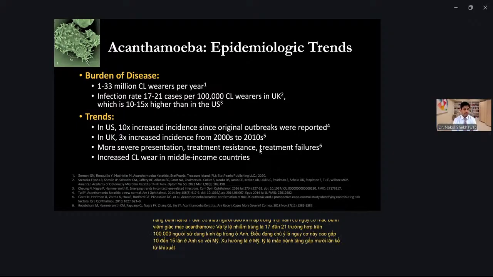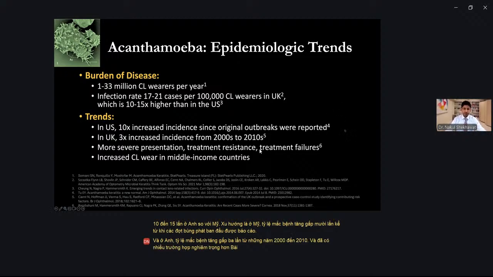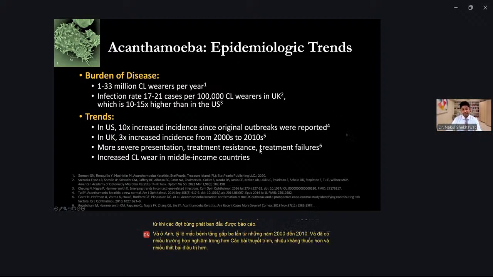And in the UK, there's a threefold increase in incidence from the 2000s to the 2010s. And there have been more severe presentations, more treatment resistance, and more treatment failures as well. And contact lens wearing in middle income countries may also be a factor to play.